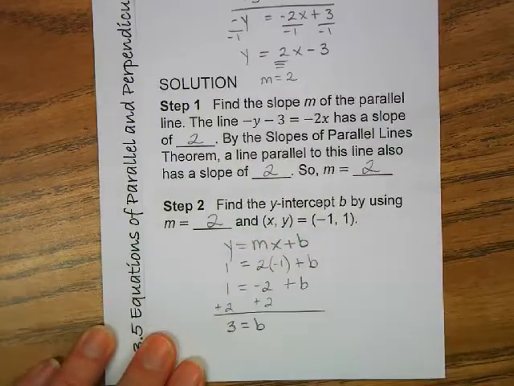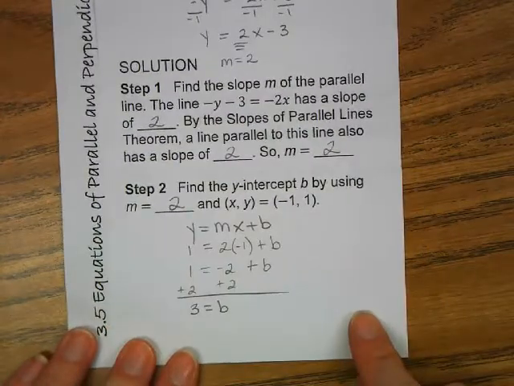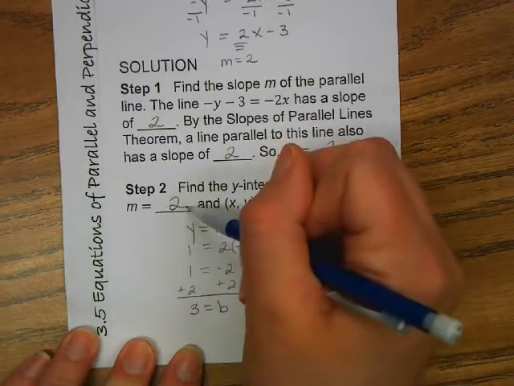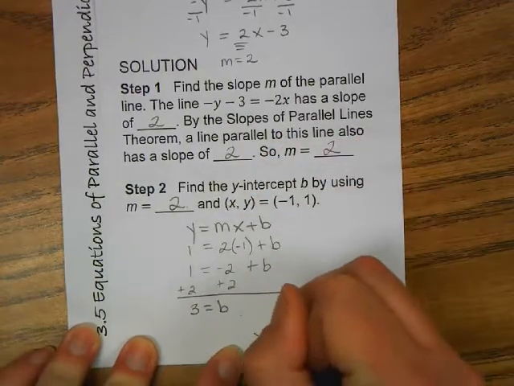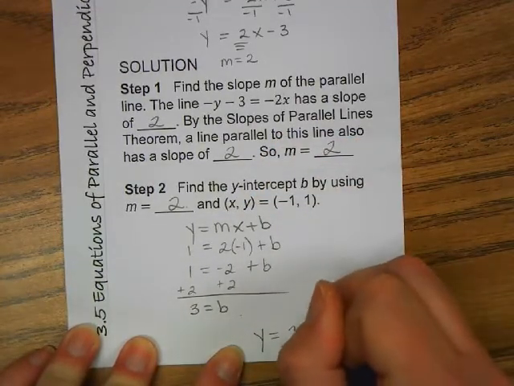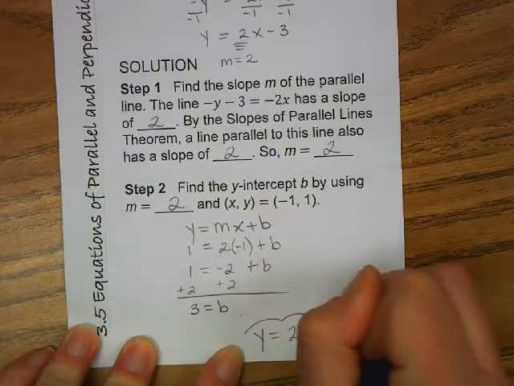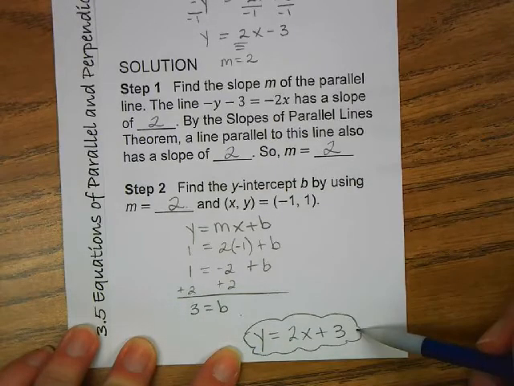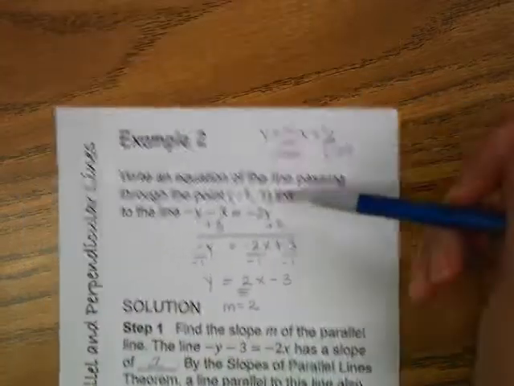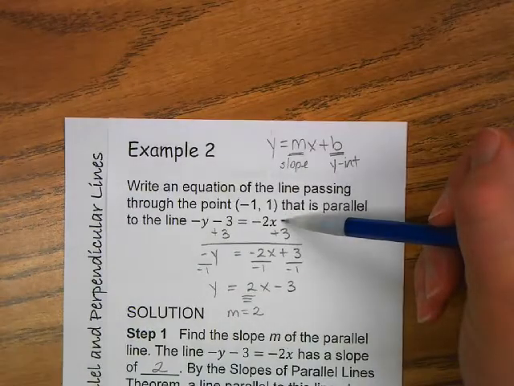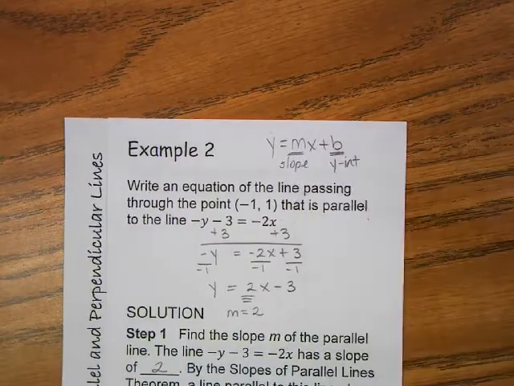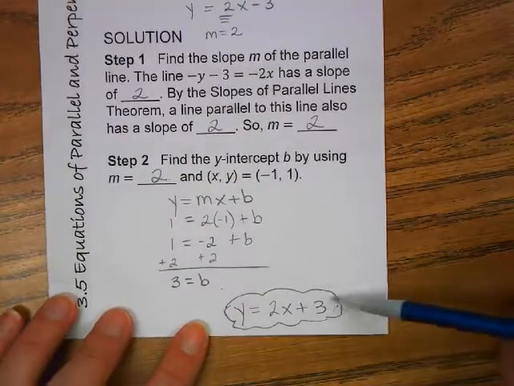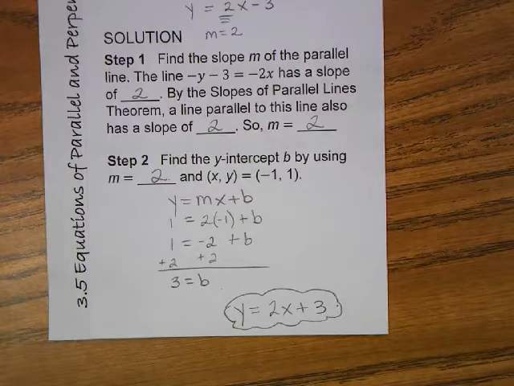B is 3. So your answer, using a slope of 2 and a y-intercept of 3, is y equals 2x plus 3. That's the equation of the line that is parallel to -y minus 3 equals -2x and goes through the point -1, 1. So that's your final answer for example 2.